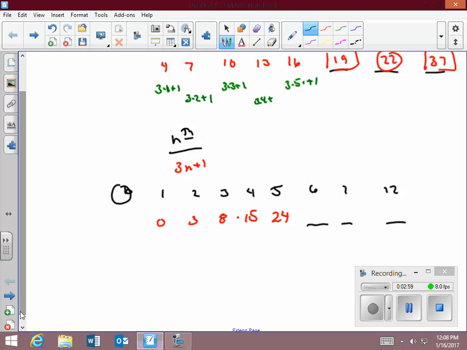Can you see anything that, what's that? Okay, and that would be, okay. The general term is n squared minus 1. That's what those all fit. So then 6 would be 36 minus 1 is 35. 49 minus 1 is 48. That's 144 minus 1 is 143.